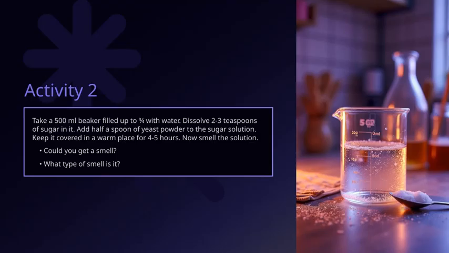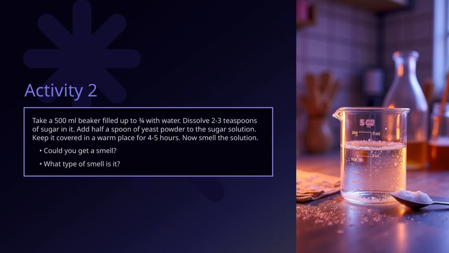All right, now let's move on to Activity 2. Take a 500 ml beaker and fill it up to about 3/4 with water. Next, dissolve 2 to 3 teaspoons of sugar into the water. Once the sugar has dissolved, add half a spoon of yeast powder to the mixture.